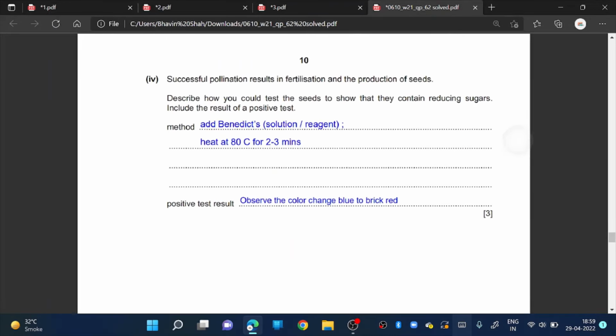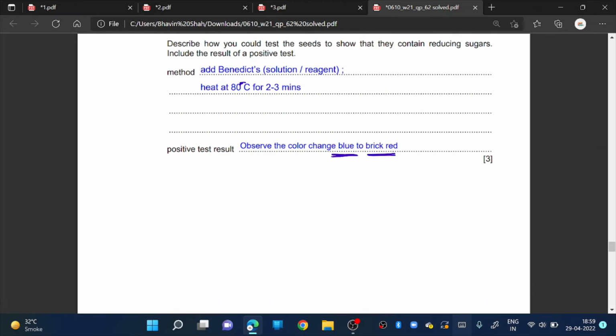So what is the method for 2 marks? Add the Benedict solution or the reagent in a test tube. Heat it at 80 degrees Celsius for 2 to 3 minutes. Positive test would observe the color change. It is very important to write from blue to brick red, that is from initial to final. And this is how the positive test result can be inferred.